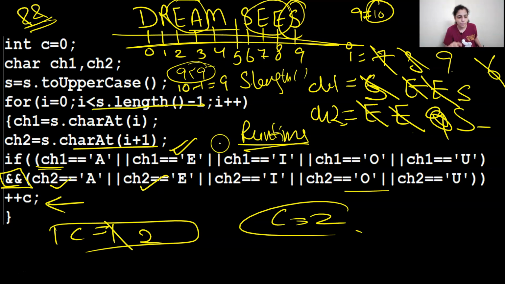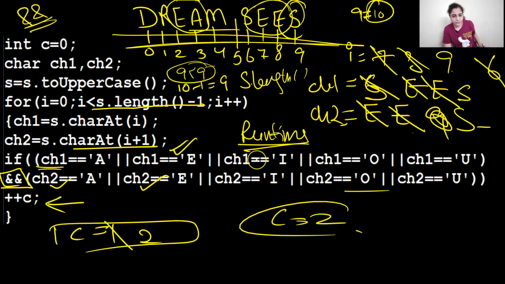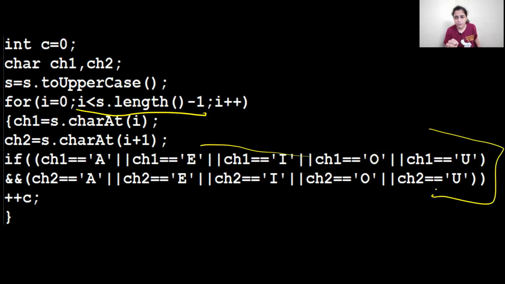minus 1. So hope you understand this video and you get the entire clear-cut concept of how we have to find the number of vowel pairs in a string. It was a very easy program. You have to look for the first logic, that is s.length minus 1, and the second logic was you have to just check whether both the characters are vowels or not. This was your if statement, in which you can check.